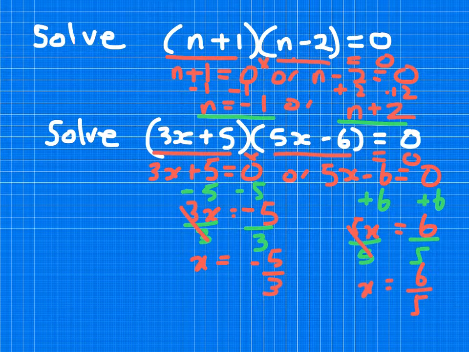So here are our 2 solutions. x equals negative 5 over 3, or x equals 6 over 5. And it's perfectly acceptable to leave them as fractions.